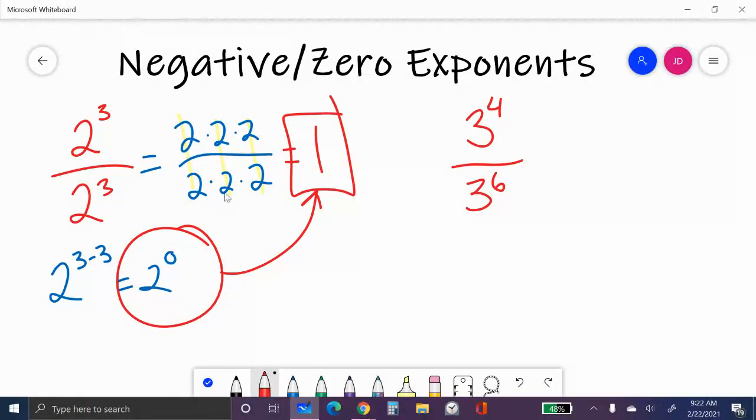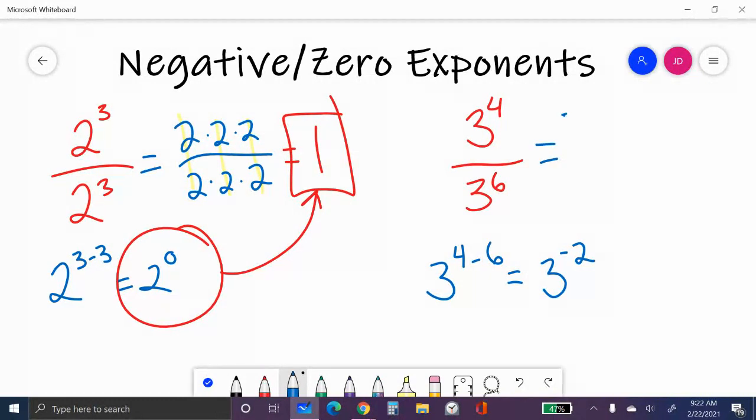Okay. Now let's take a look at this one over here. Using the shortcut that we learned in the last lesson, keep the base, 3, and subtract the exponents, 4 minus 6, which is negative 2. So 3 to the negative 2. This is a scenario where we have a negative exponent. But now let's take a look at what that is when I expand it.